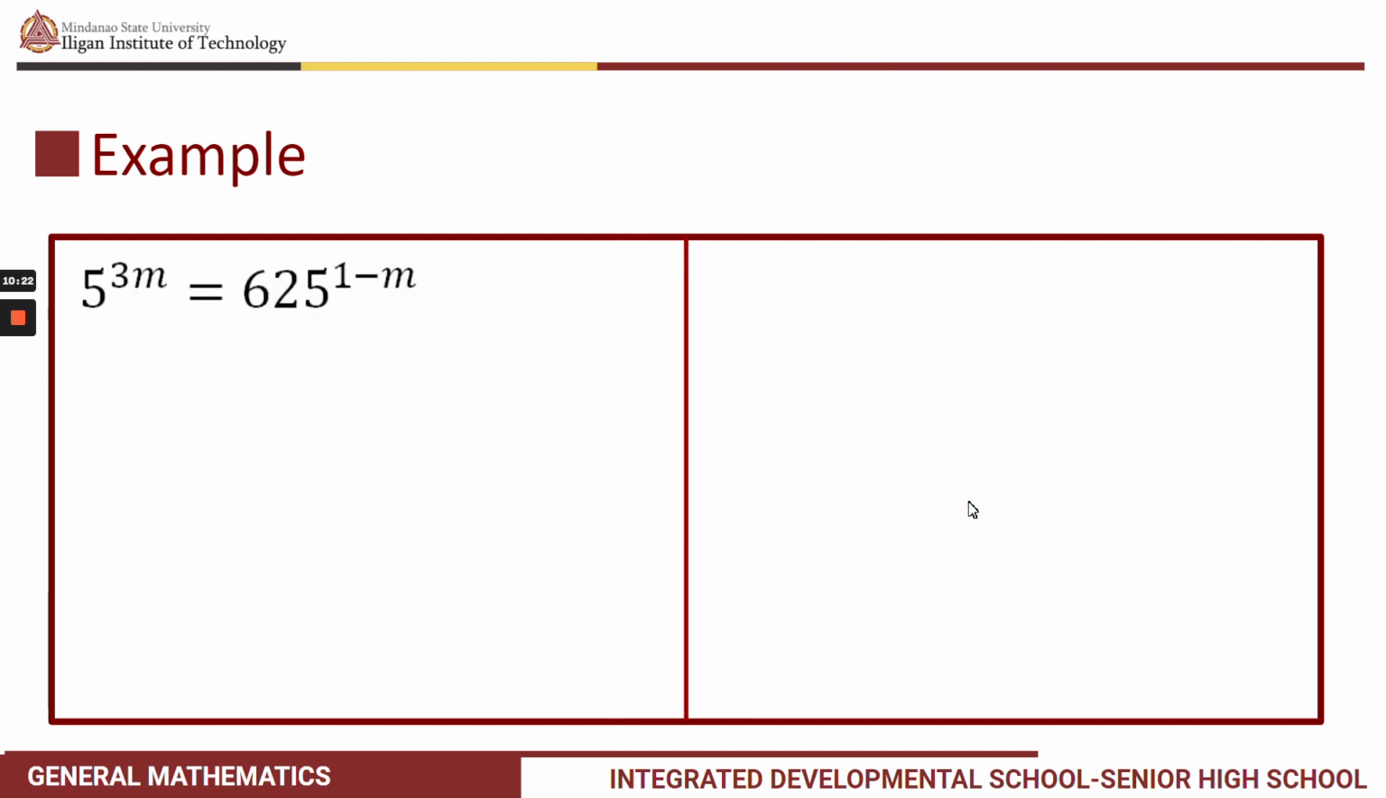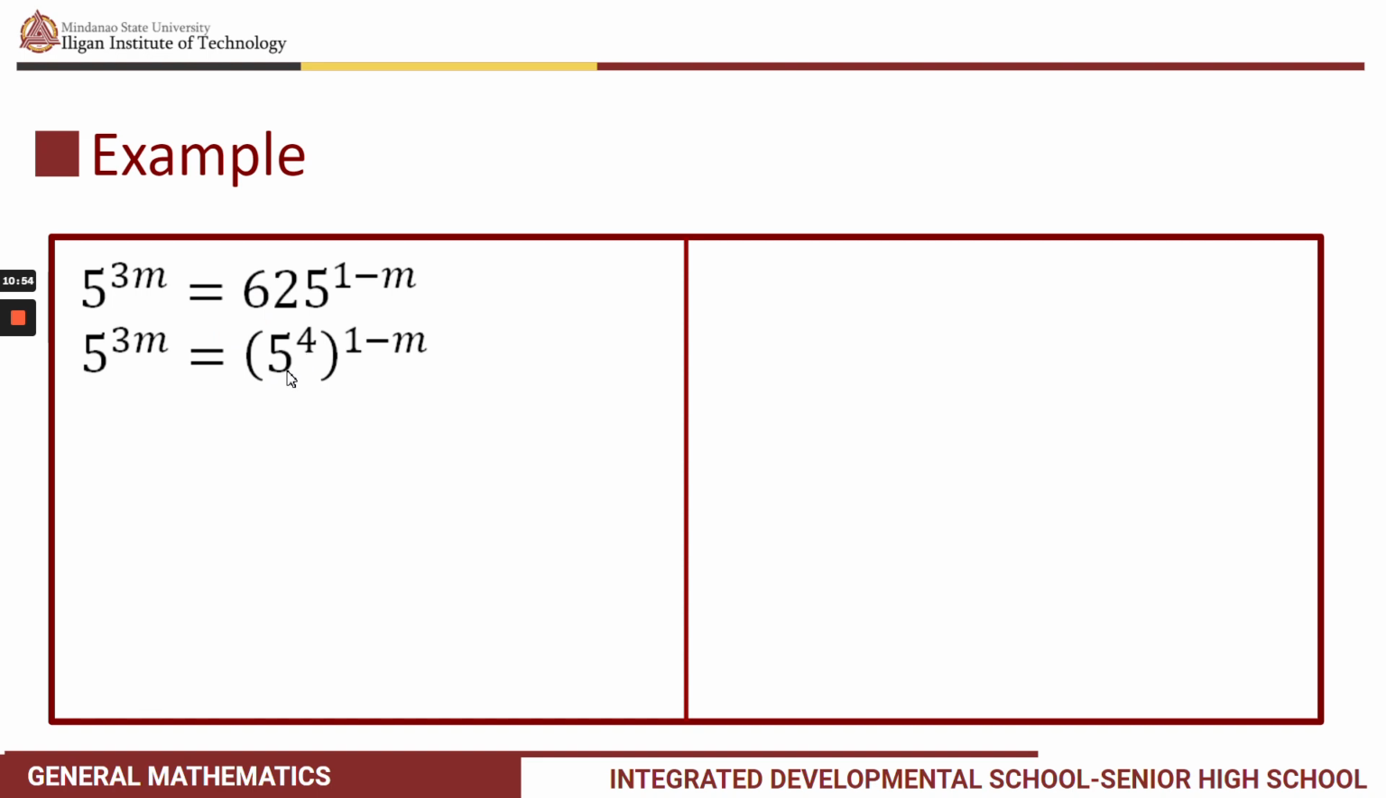5 raised to 3m is equal to 625 raised to 1 minus m. Okay. So, of course, no, kung mapapansin nyo, try nyo lang express yung other number or base, no? Itong si 625. Kung pwede ba siyang ma-express as a power ni 5, which is in fact pwede naman, 5 raised to 4. So, ayan, we have here 5 raised to 4.